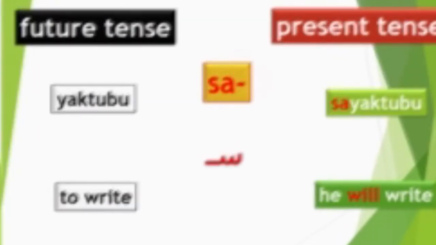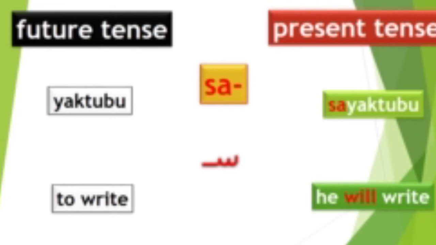Although Arabic grammar has a future tense, you'll be glad to know that the tense has no outright verb structure. Rather, you achieve the future tense by adding the prefix sa to the present tense form of the verb. For example, yaktubu means he writes. Add the prefix sa to yaktubu and you get sayaktubu, which means he will write.